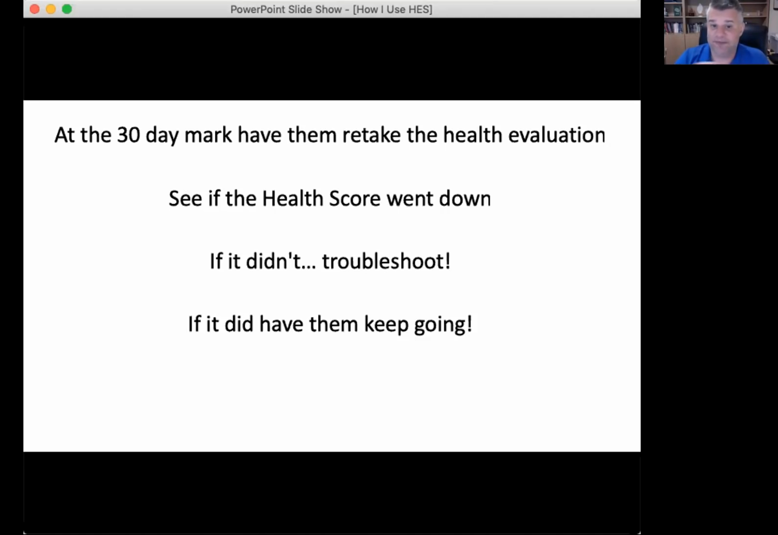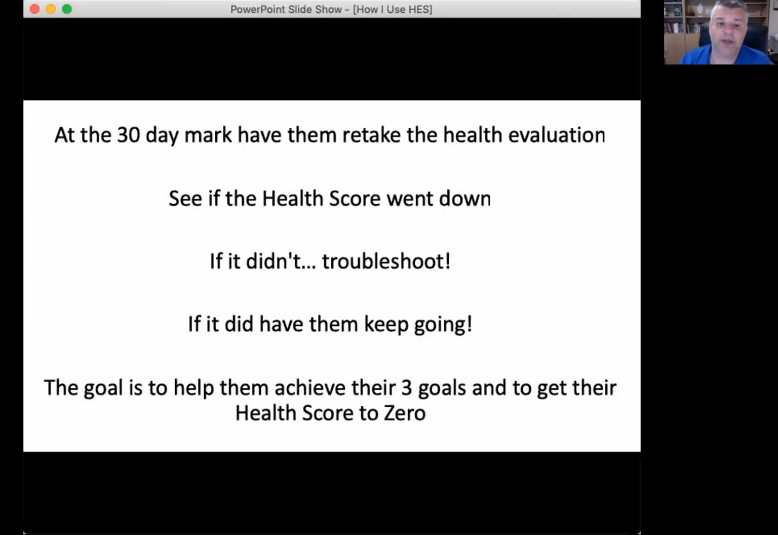Okay? Now, if they didn't have any problems, then keep them going, keep them doing what they're doing. The goal is to help them achieve the 3 goals that they wrote out for themselves and to get their health score to 0. That's our goal. That's what we want to help Joe do.